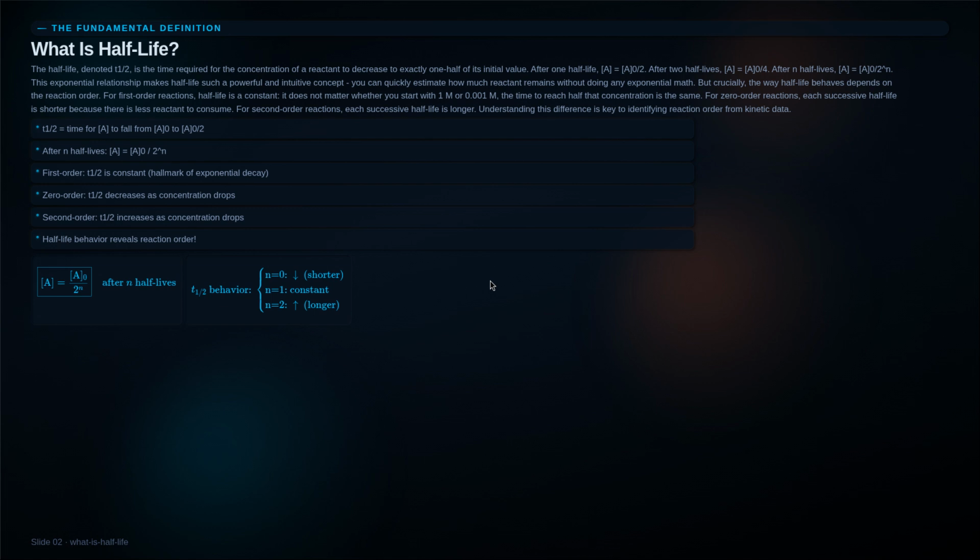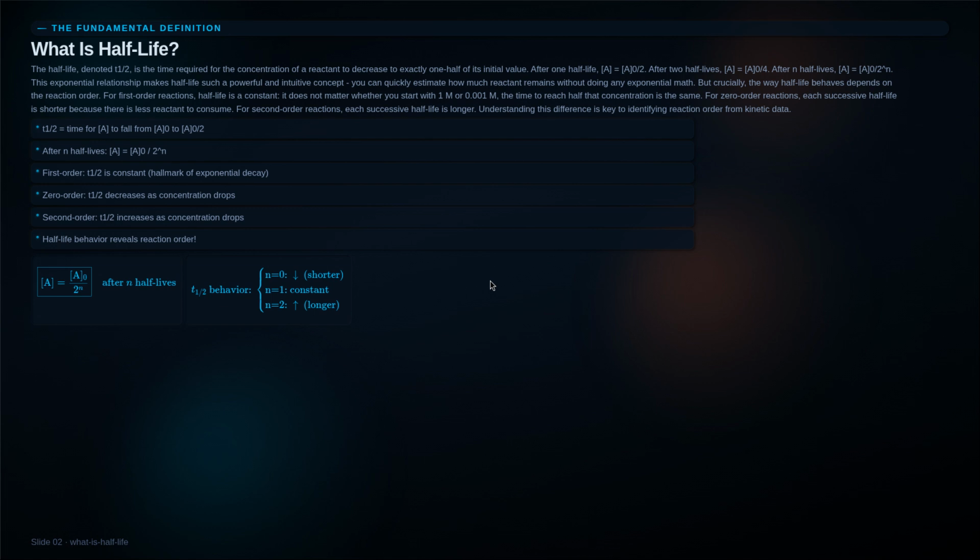This exponential relationship makes half-life such a powerful and intuitive concept. You can quickly estimate how much reactant remains without doing any exponential math. But crucially, the way half-life behaves depends on the reaction order.